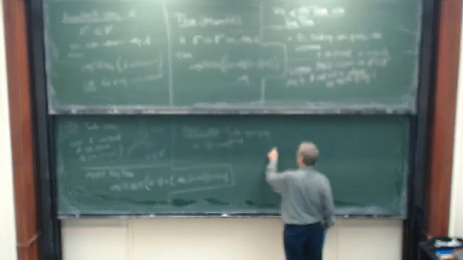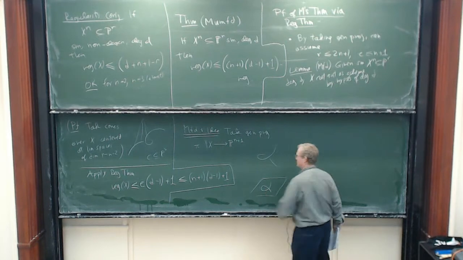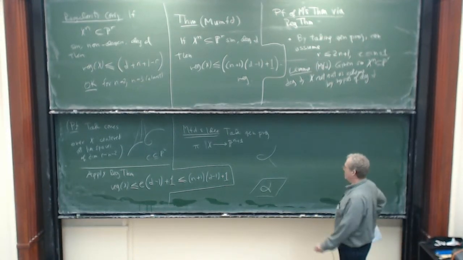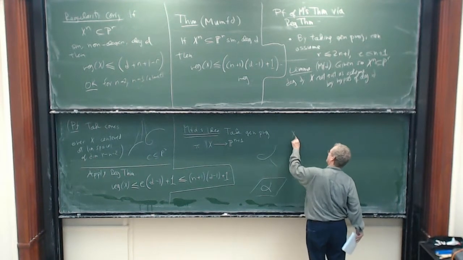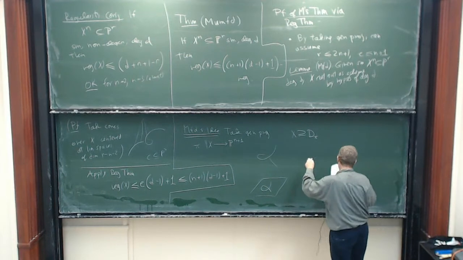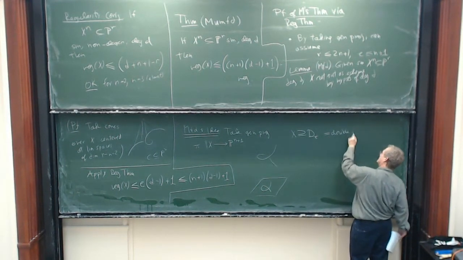So if we had a curve, we project to P2, and we get a curve with nodes. Okay, and now if you have a general projection like this, inside X you have a double point divisor. So let's say d pi is the double point divisor, the divisor of double points.